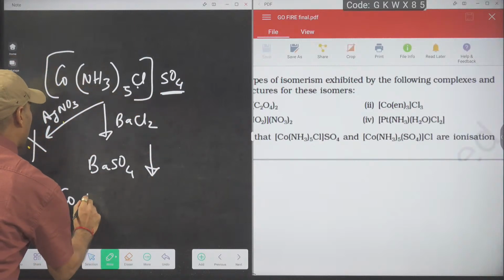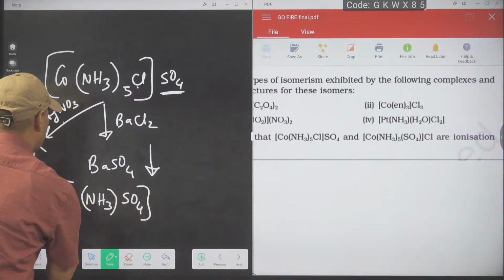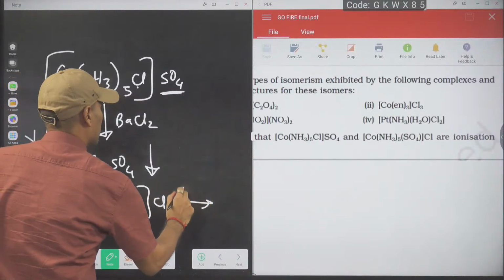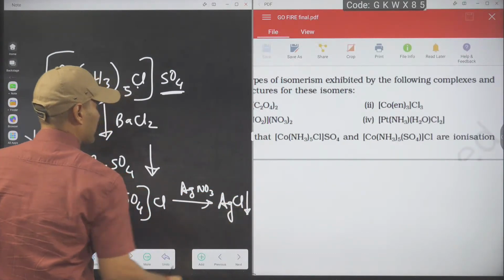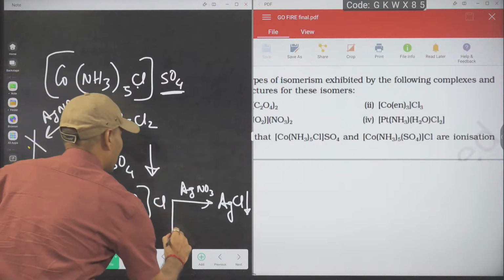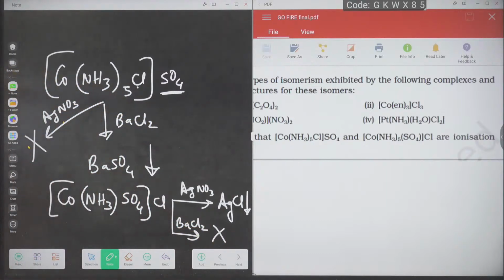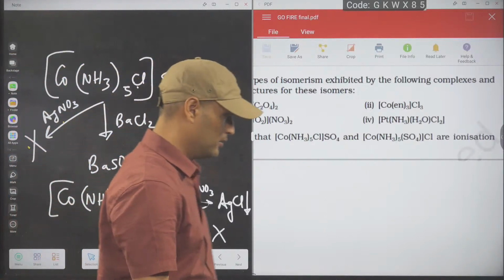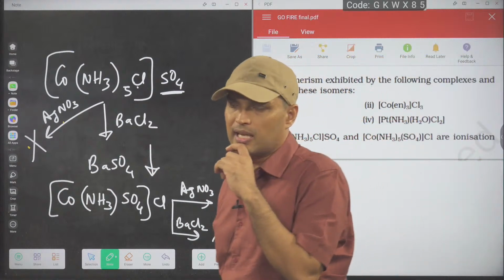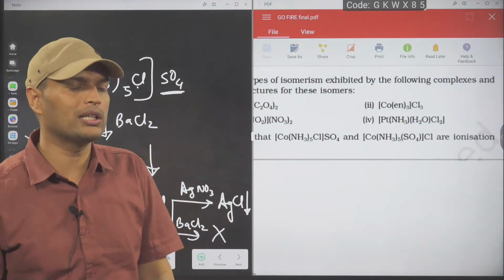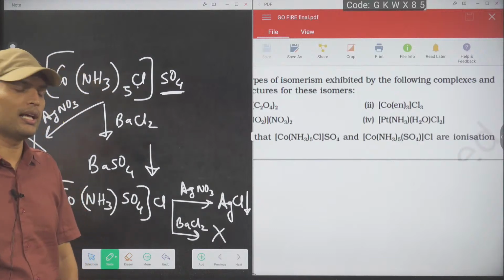Sir, what about the second one? In the second one, if I put sulfate inside and chloride outside, tell me, will this give the AgNO3 test, the AgCl precipitate, or not? Yes. Sir, what will happen with BaCl2? No reaction. No precipitate of BaSO4 because sulfate is not outside.